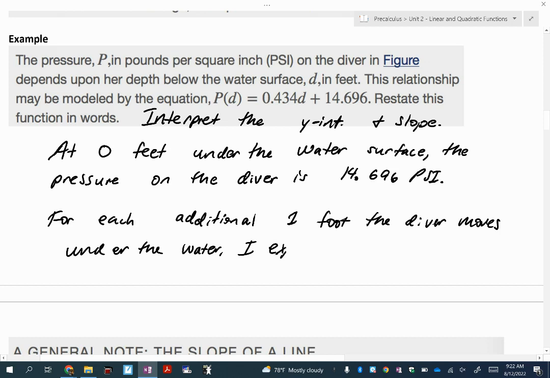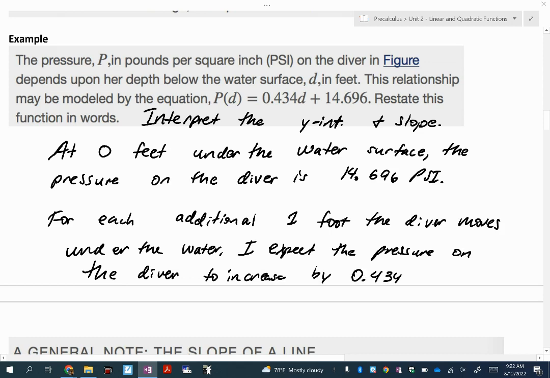I expect the pressure on the diver to increase by 0.434 psi. All right, so that's what I say when I want to interpret the components of a linear function.